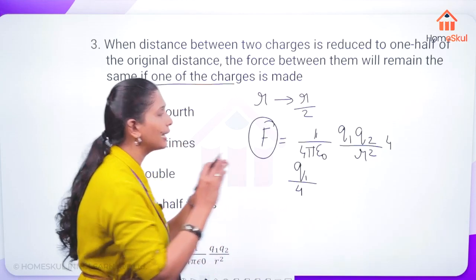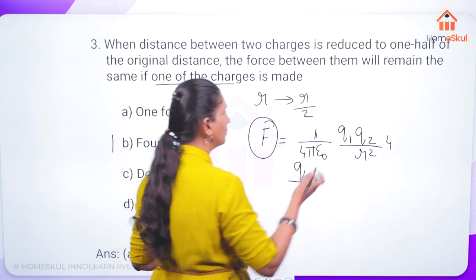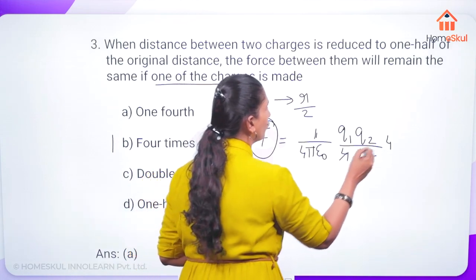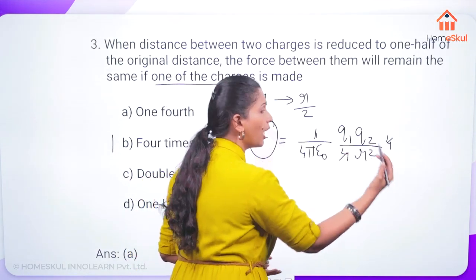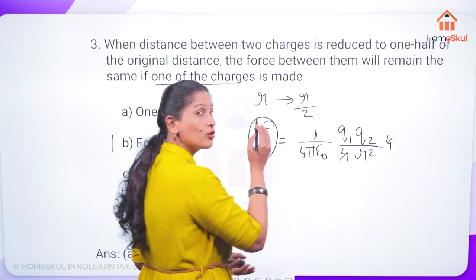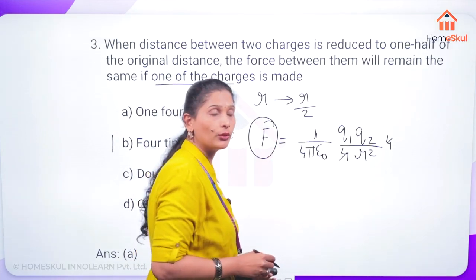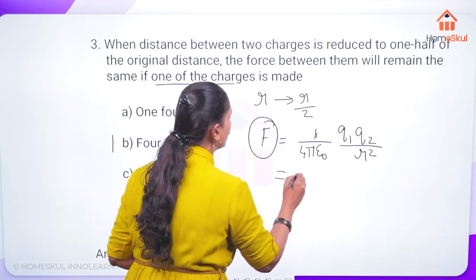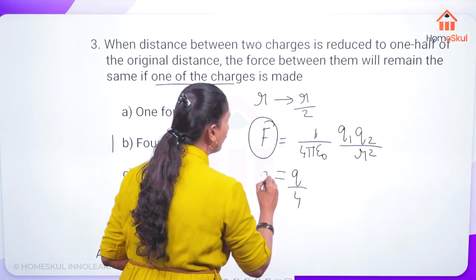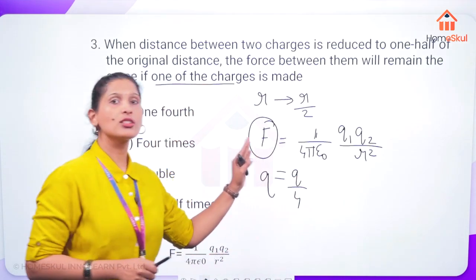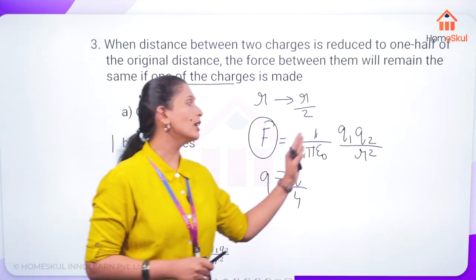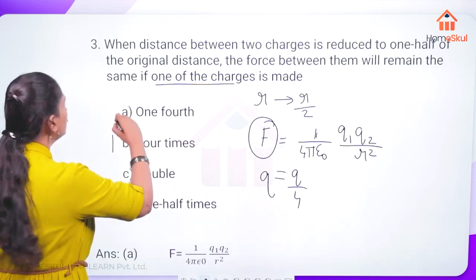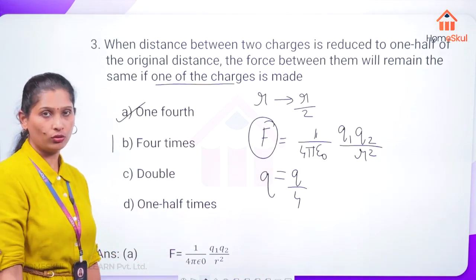But the change has to be made to one single charge. Okay. So, I am here taking Q1 just randomly. So, I have made Q1 by 4 here. What happens? This 4 gets cancelled. So, even though R is being halved, the force is remaining the same. Right? So, I can say that, yes, Q should be made Q by 4 so that the force remains the same even when R is halved. Okay. So, I have to go with option A, 1/4.